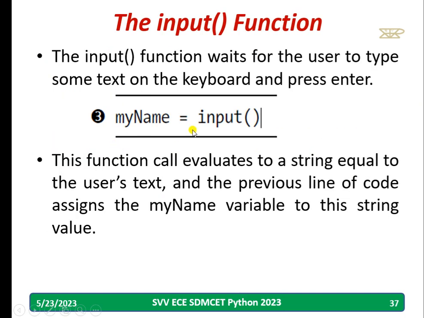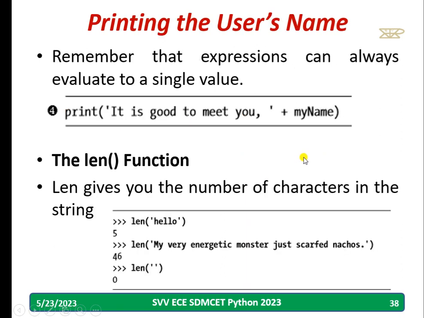We are going to discuss now the input, what it does. The input function waits for the user to type something on the keyboard. When you press enter, that will be assigned to my name. And this function call evaluates to a string equal to the user's text. Even if you press 1, 2, 3, 4, then 1, 2, 3, 4 will be assigned to my name. And remember, it will be in string format.